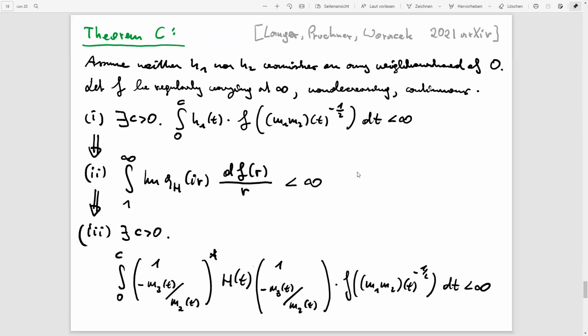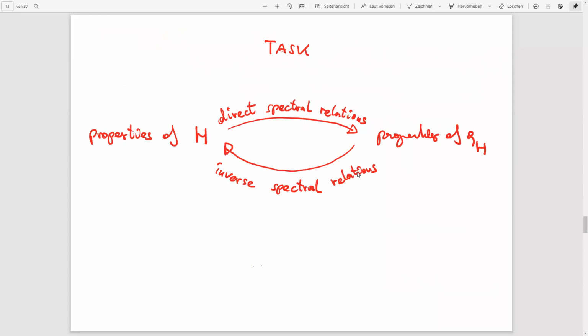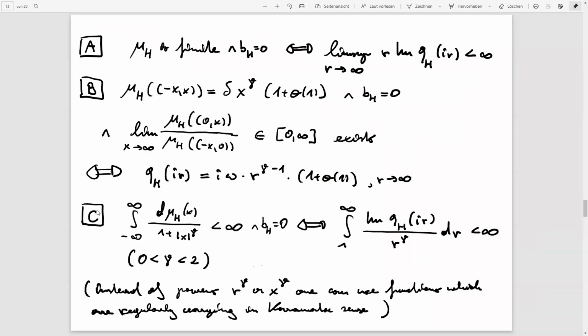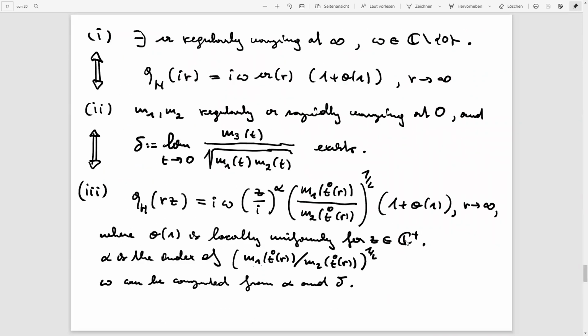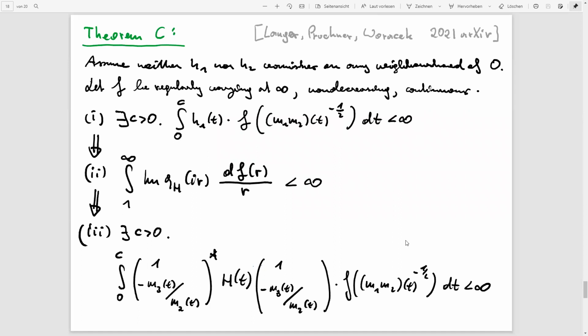Maybe let me go back to the weighted integrability abelian Tauberian result. If you look here at item C, then here we use the power. We compare the measure and the Weyl function. We compare it with a power. So the weight is a power. And okay, in this theorem, I formulated it again in the proper way. We don't compare it with a power. We compare it with a regularly varying function.